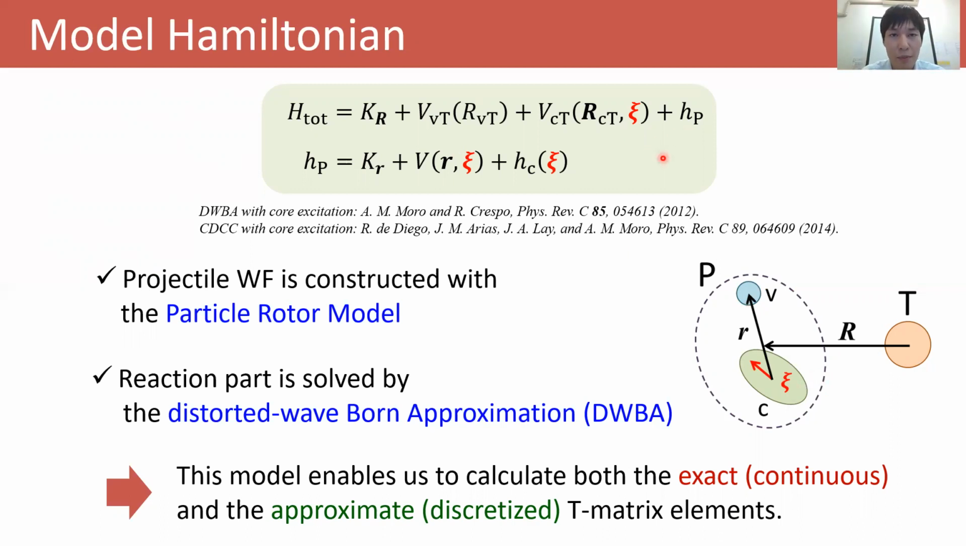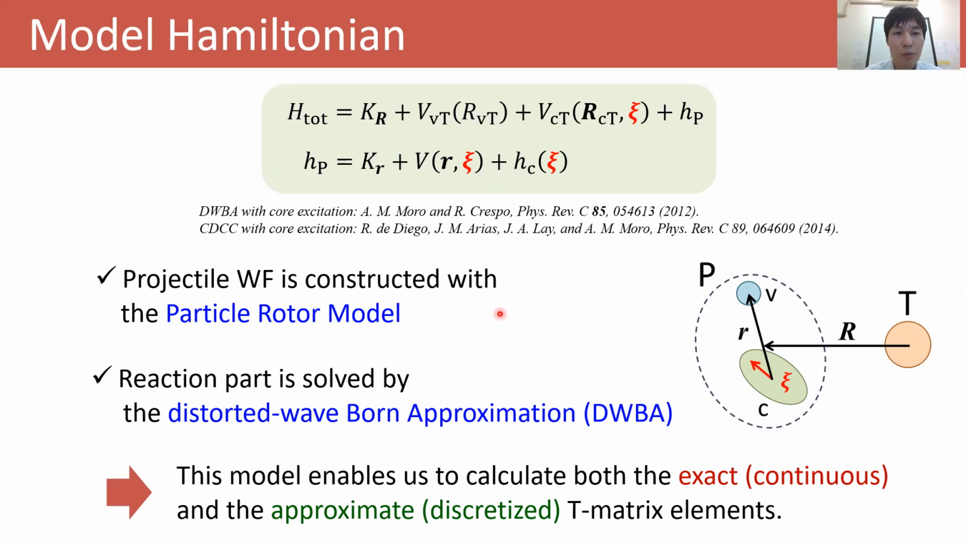HP is the internal Hamiltonian written like this. Kr is the kinetic energy for this coordinate, and V is the interaction between the valence neutron and the core. HC is the internal Hamiltonian of the core. The projectile wave function is constructed with the particle rotor model.